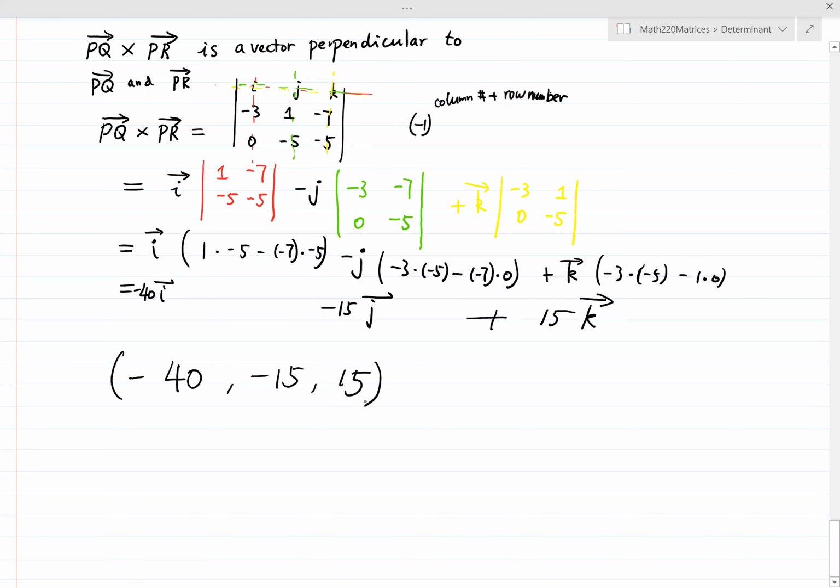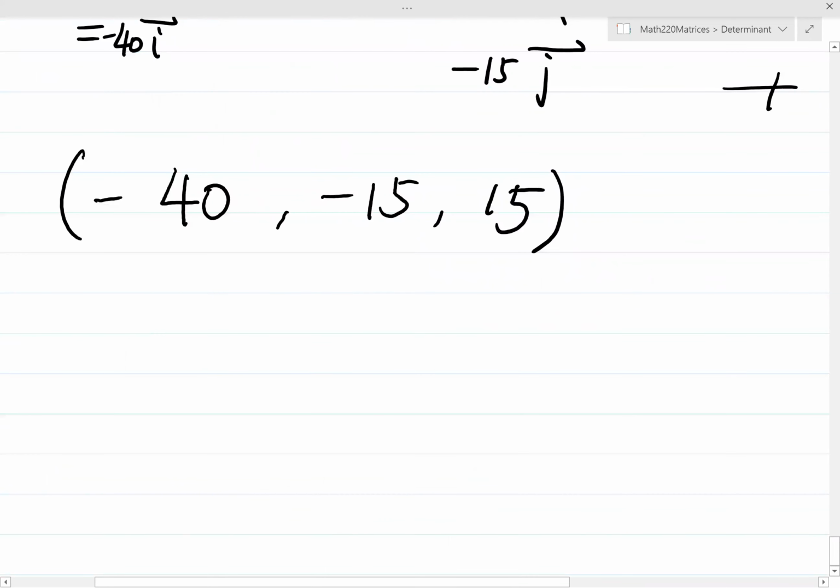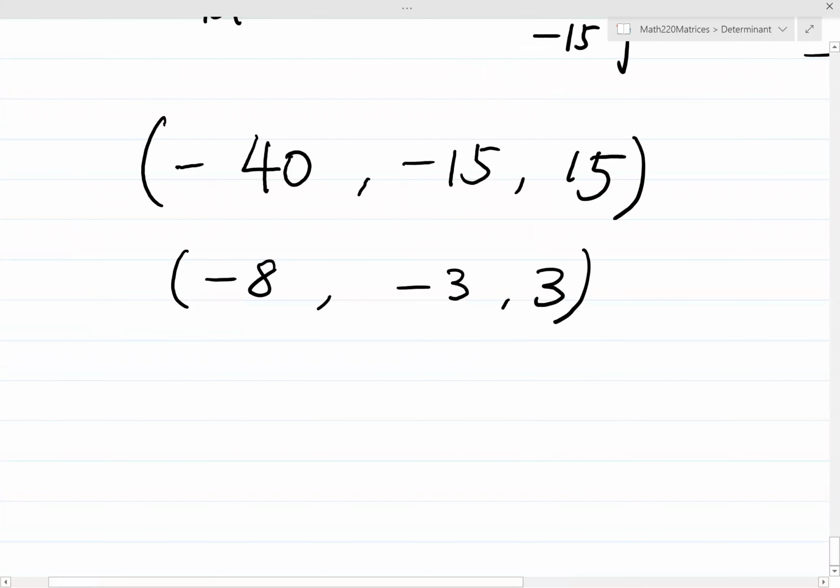If you factor out the common factor 5, you can also find another possible choice. For instance, let's divide by the common factor 5, so we get this vector. Now the vector is not unique. We can scale by any non-zero scalar. We only need the direction. So you check this vector (-8, -3, 3) is perpendicular to PQ.